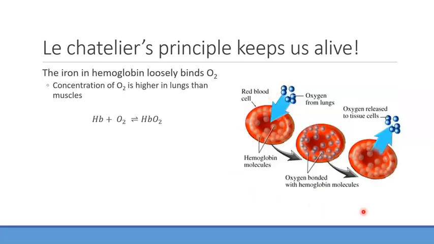This is a similar idea to how our blood cells work. The iron in hemoglobin loosely binds oxygen, and the concentration of oxygen is much higher in the lungs than it is in the muscles. You could imagine this as a simple equilibrium where you have free hemoglobin, free oxygen, and oxygen bound to hemoglobin. In the lungs, where you have a really high oxygen concentration, we shift to the right. We see more oxygen binding to the hemoglobin. However, when we get to the tissues where there is very little oxygen, the reaction has to shift to the left, and the hemoglobin releases the oxygen, which is then able to be used by the tissues.